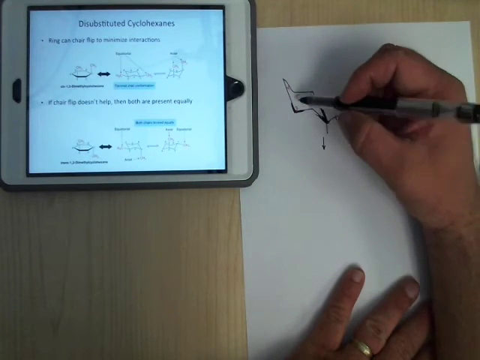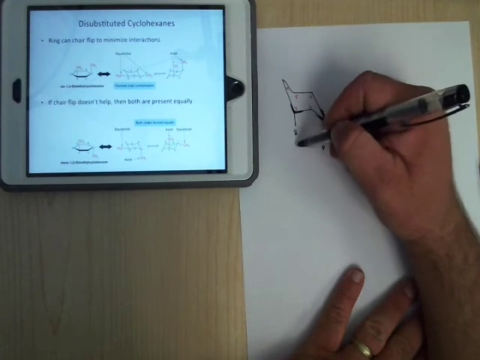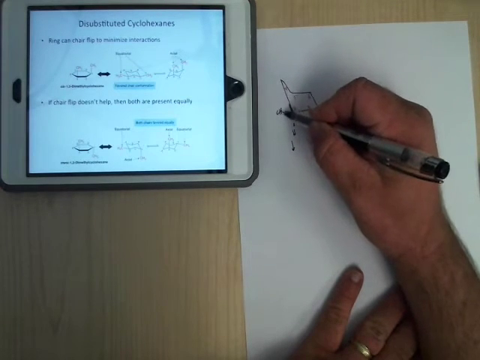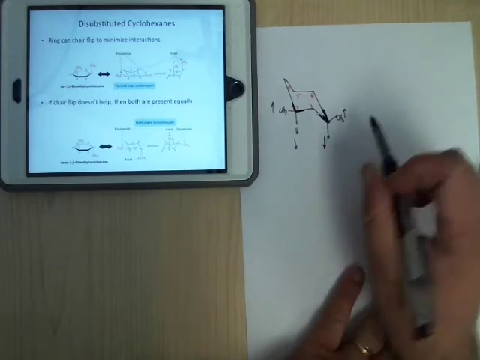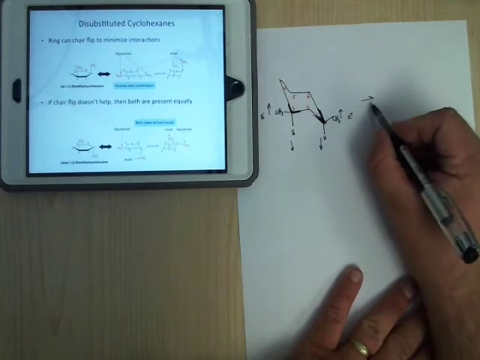Right, so that means that the axial is pointed down. Since this one is pointed up, that means that methyl group is also pointed up. So they have to both be up or both be down here. And so here they're both equatorial. That's fantastic. What would happen if we did a chair flip?